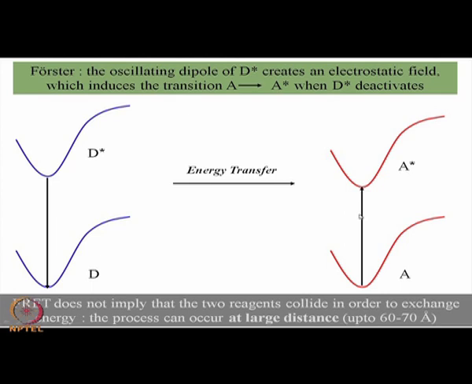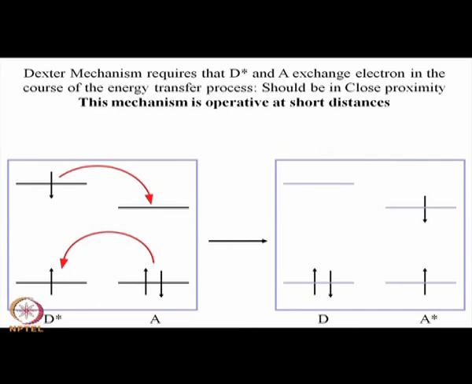So, that's a trivial mechanism. In that case it involves absorption, I mean emission and reabsorption of a photon, but here in this Foster case it is not like that. Okay. Dexter mechanism requires D star and A to exchange electrons in the course of the energy transfer process.